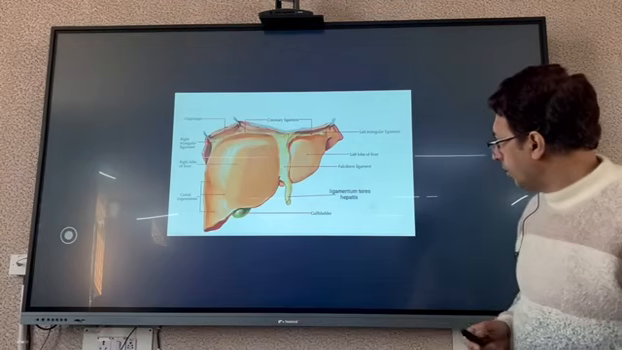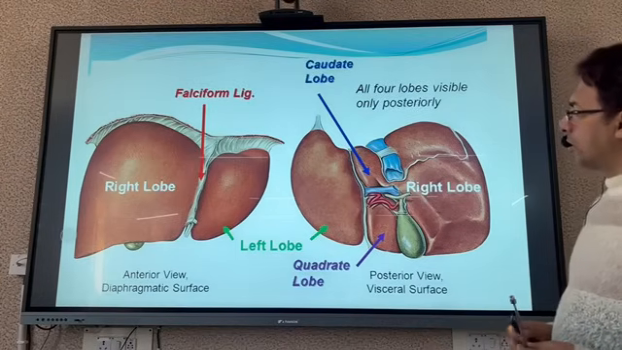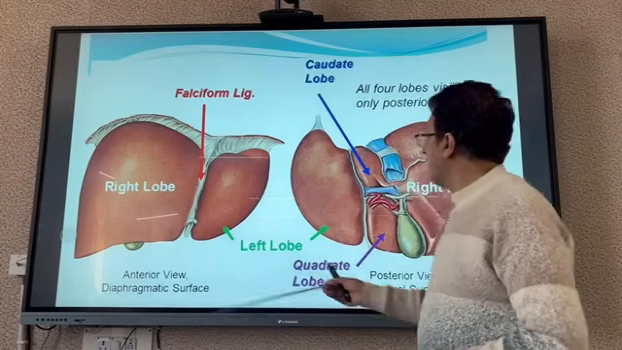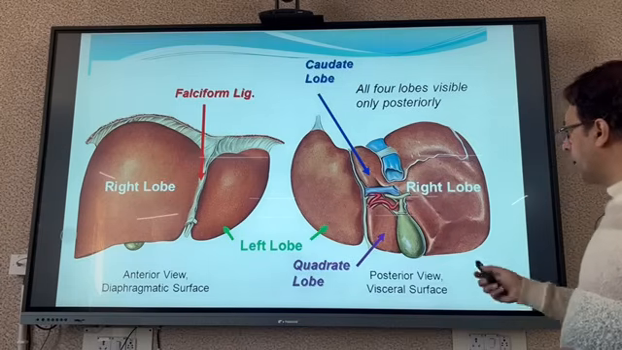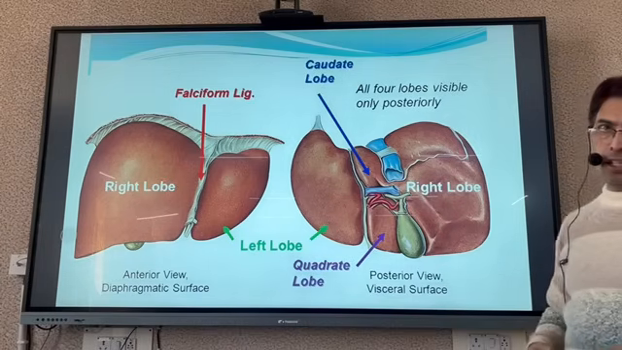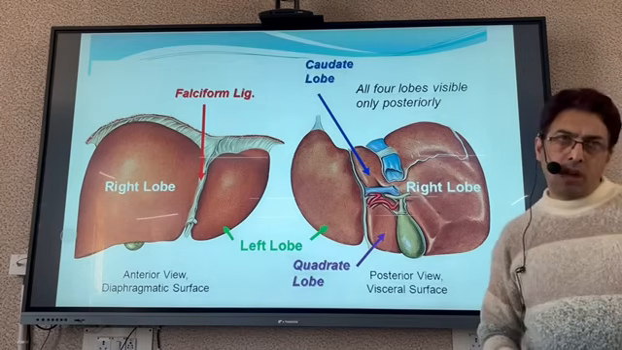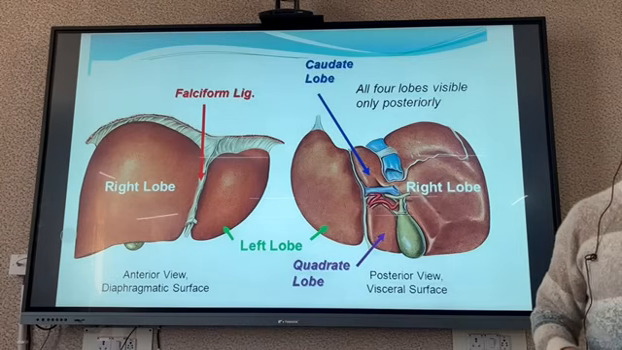Now, this is the anterior view of the liver, and this is the falciform ligament, the right lobe and the left lobe. Now over here, this represents the posterior view of the liver. And this posterior surface of the liver is also given the name visceral surface.